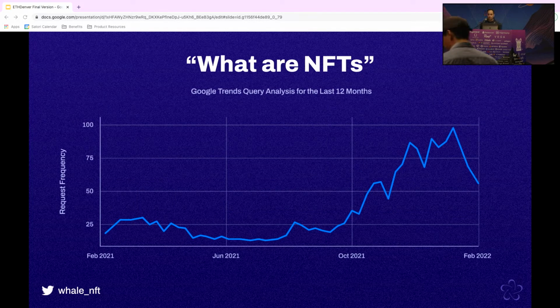So these next few charts showcase some search trends around common themes and questions that paint a pretty clear picture that there's a large number of people that are interested in what NFTs are, but they find it very complex to really understand what's happening.